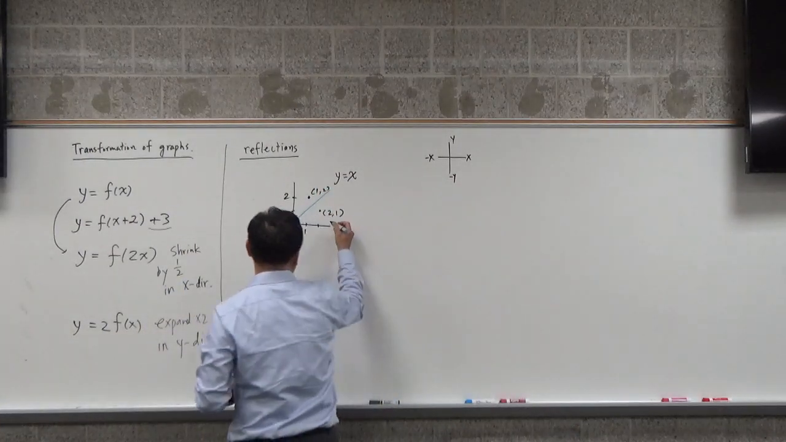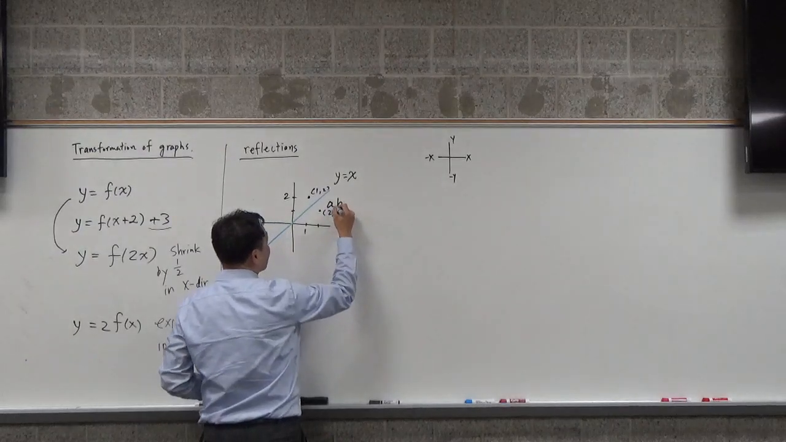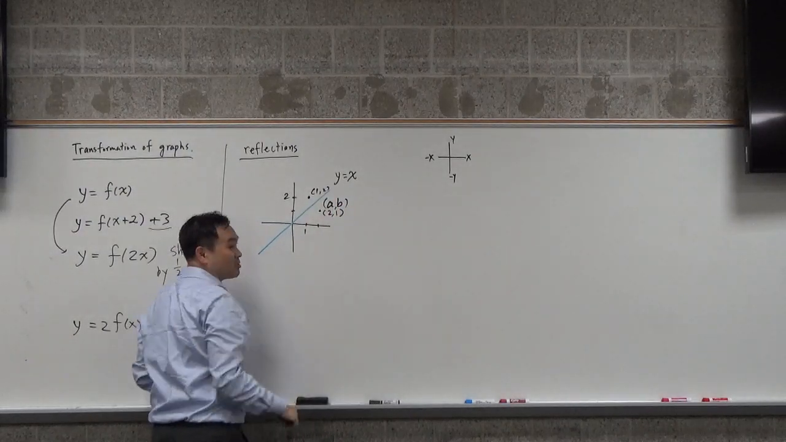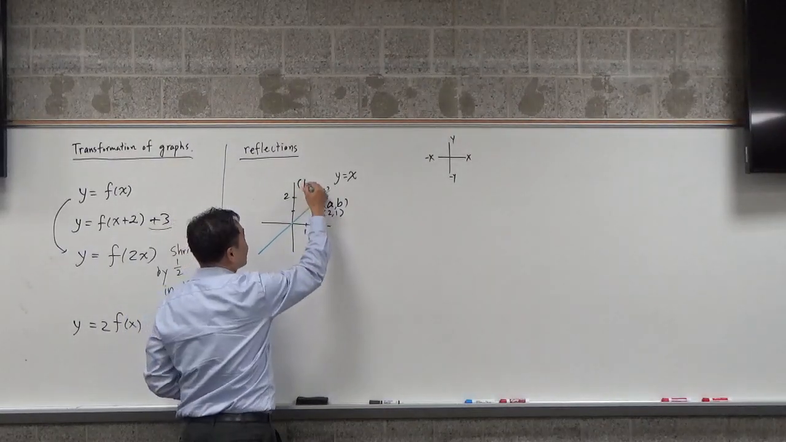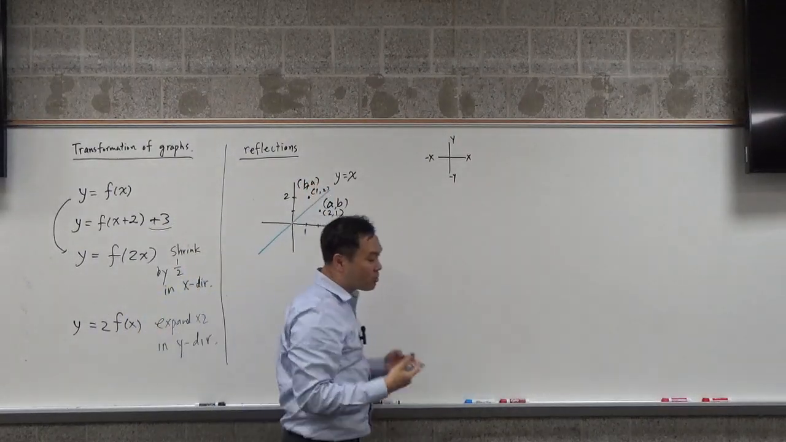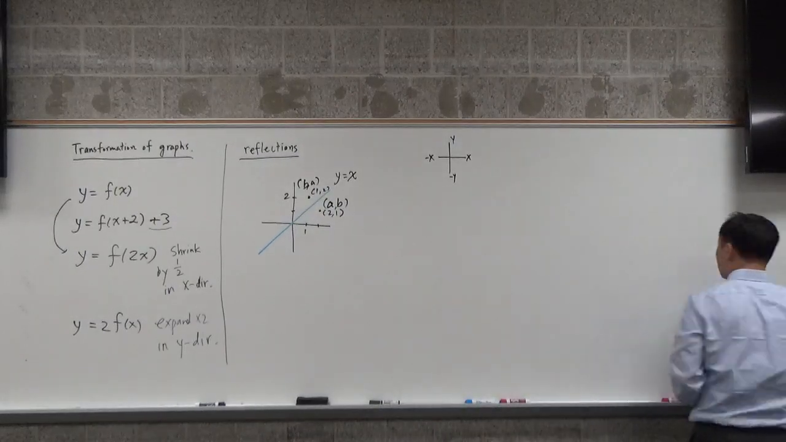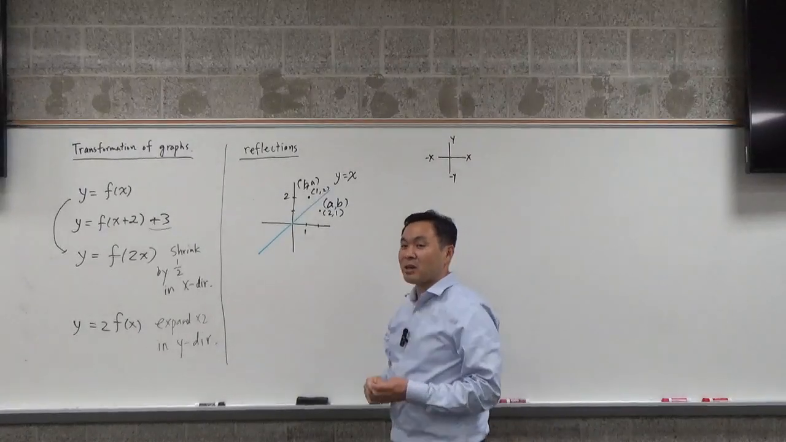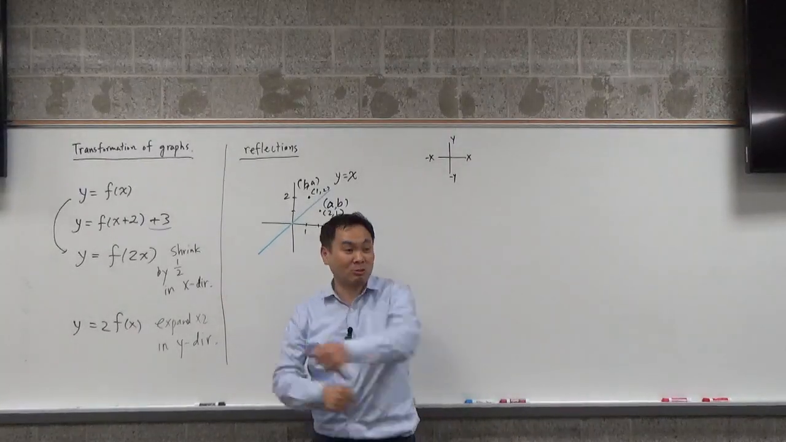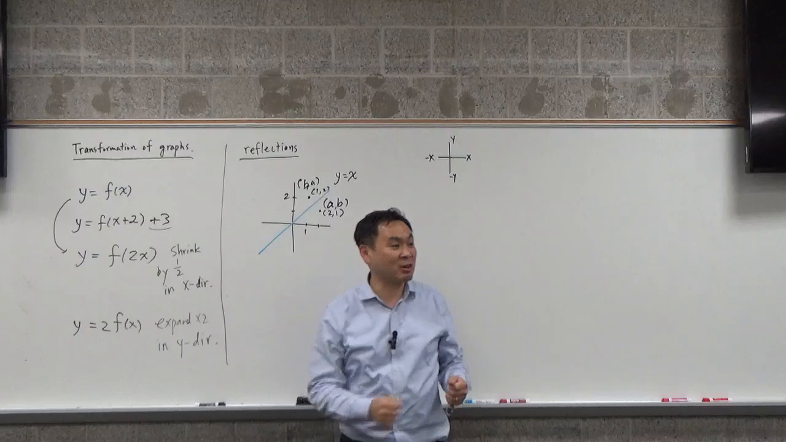In general, if you have (a, b), where would that be sent to? (b, a), right? So the reflection over y equals x is going to send (a, b) to (b, a). In other words, the x and y coordinates will be switched. That's what this reflection does.